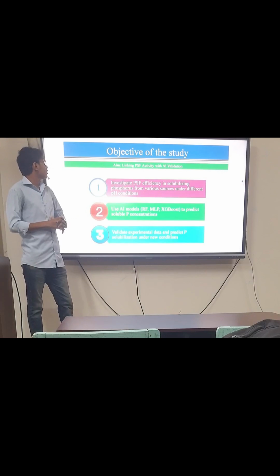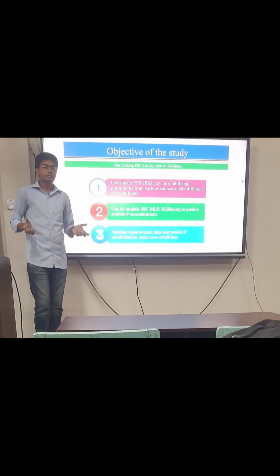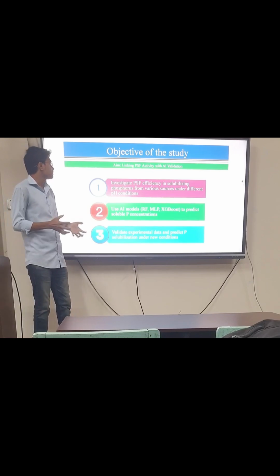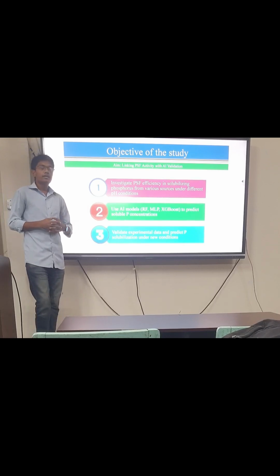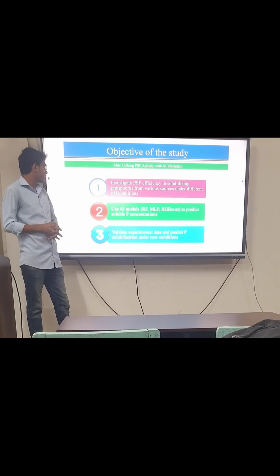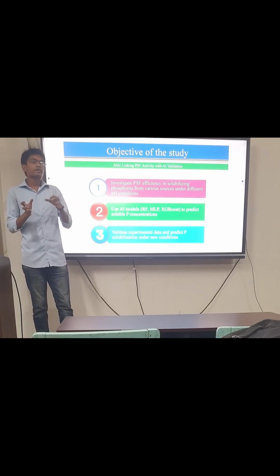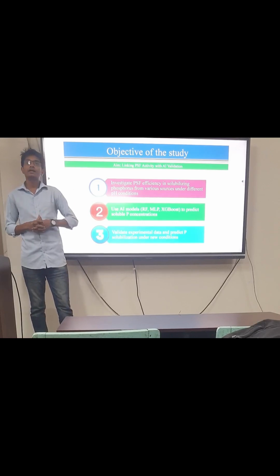So what are the objectives of the study? They mainly link phosphorus-solubilizing fungi activity with AI validation. The first objective is to investigate the efficiency of phosphorus-solubilizing fungi in solubilizing phosphorus from various sources under different pH conditions, maybe 5 different conditions. They use AI models like random forest, multilayer perceptron, and XGBoost to predict soluble phosphorus concentration. Thirdly, they validate the experimental data and predict phosphorus solubilization under new conditions. New conditions means new sources from different area soils, so we can put the data in the machine learning model and easily predict how much phosphorus is solubilized by this fungi.